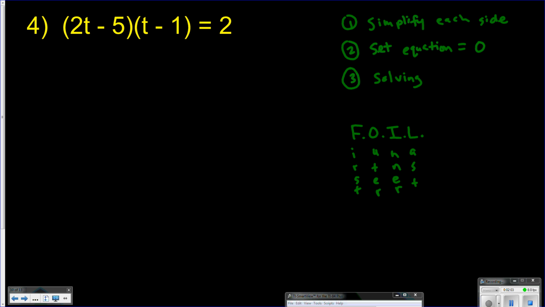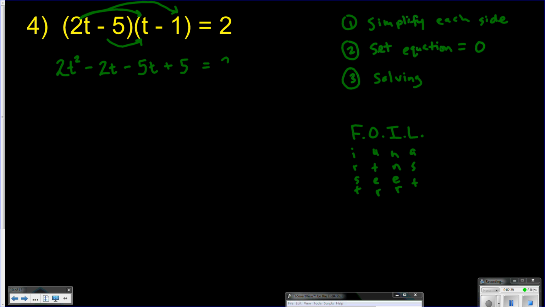So first terms, 2t and t, I'm going to multiply those. You get 2t times t is 2t squared. 2t times negative 1 is going to give me negative 2t. You see how that's the outer 2 terms out of the 4 of them. Then they want you to multiply the inner 2, which would be negative 5 times t. And then we're going to multiply the last terms. Negative 5 and negative 1 give you a positive 5.